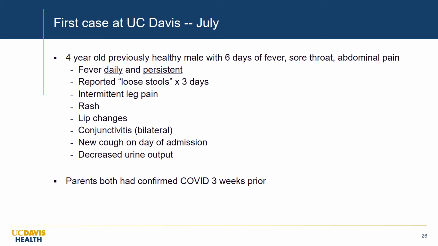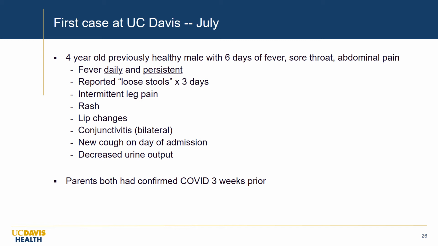He came in with 6 days of fever, sore throat, and abdominal pain. The fever that he had, the parents described, was daily and was persistent. They said they would give antipyretics and it would go away, but then it would just come right back. They said he had had loose stools for about 3 days. He had reported some leg pain, just seemed achy.